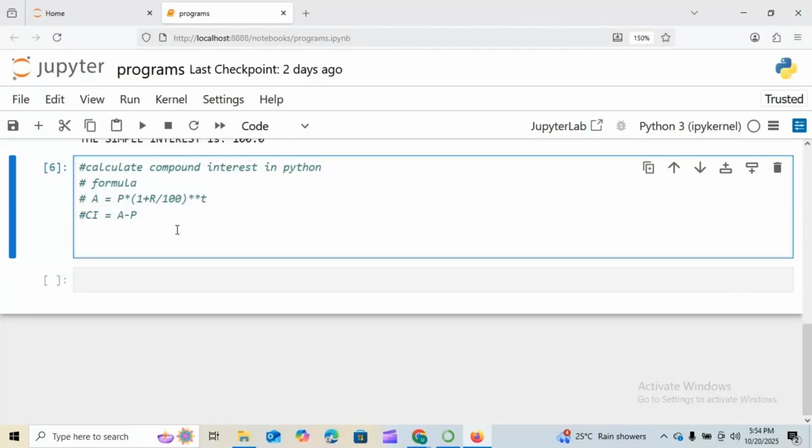What if I tell you that your money can make more money? Okay, so all by itself. Yes, that's the magic of compound interest. In today's video, let's learn how to calculate compound interest in Python in just a few lines of code.